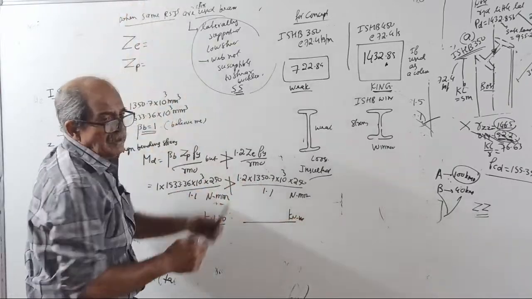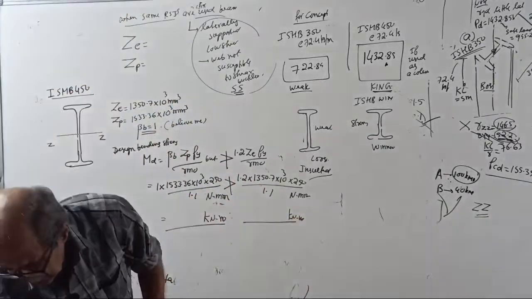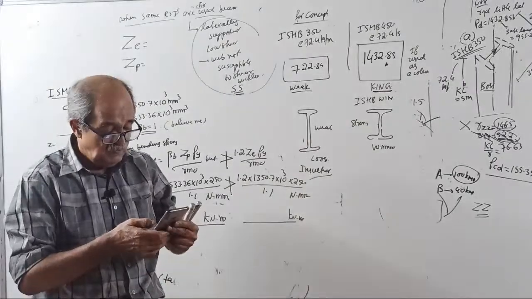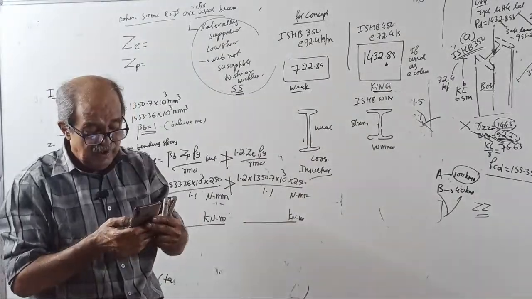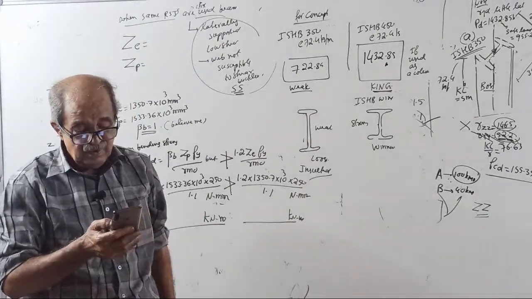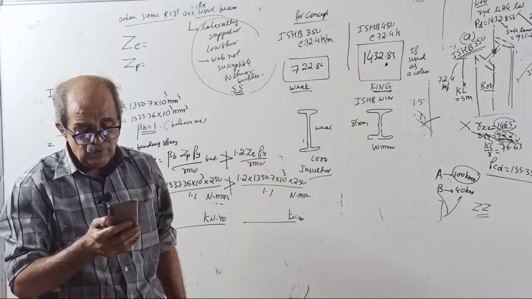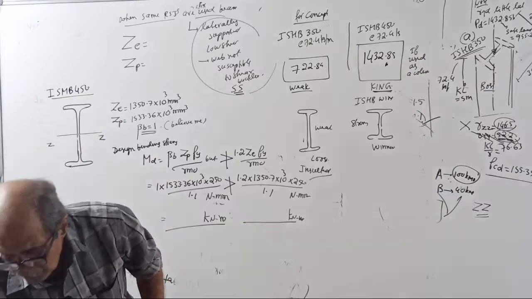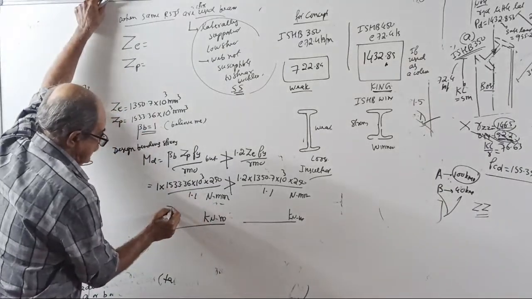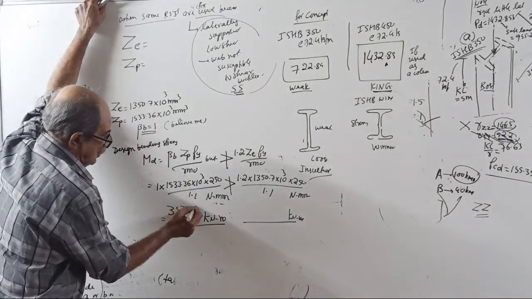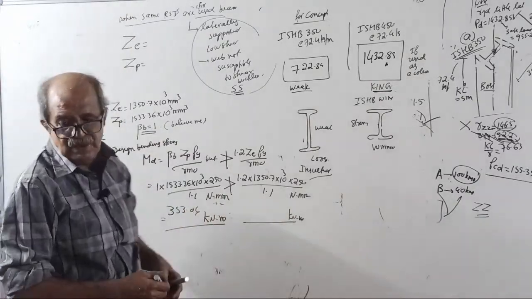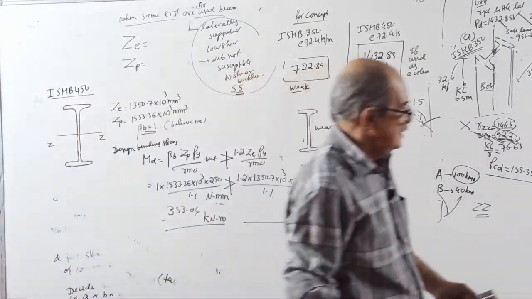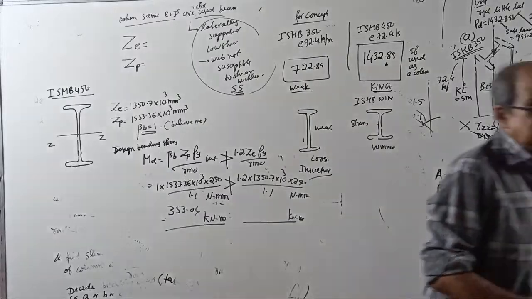Tell me in kilonewton meter. First answer. 353.04 first one. 353.04 is the first value.